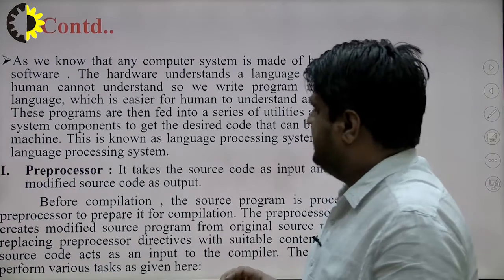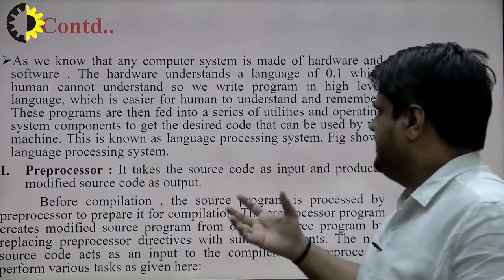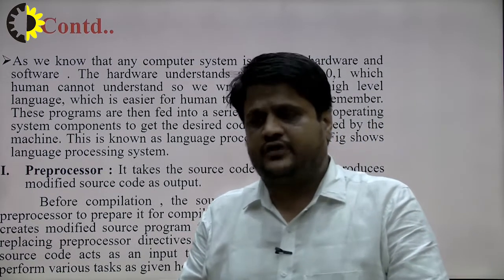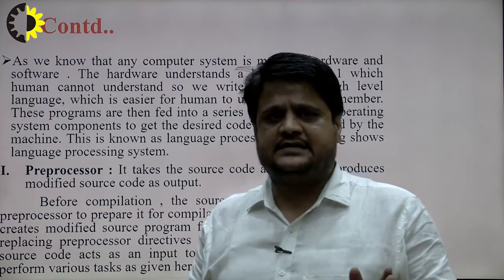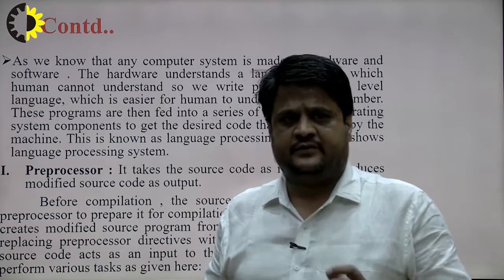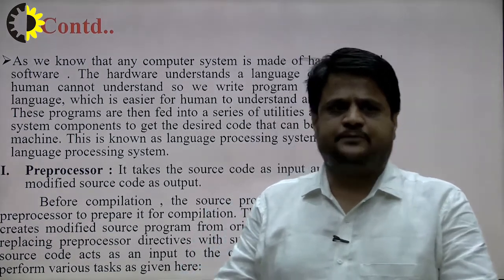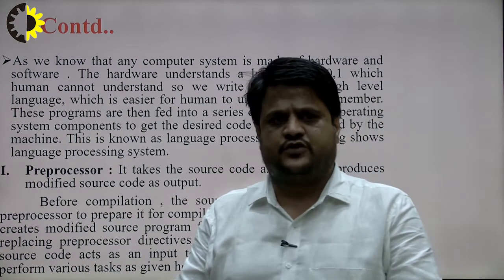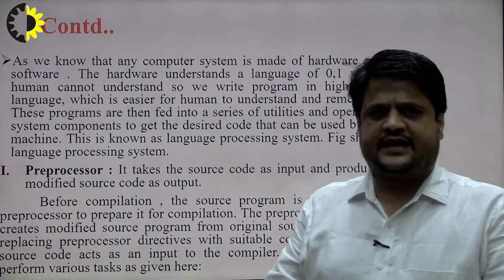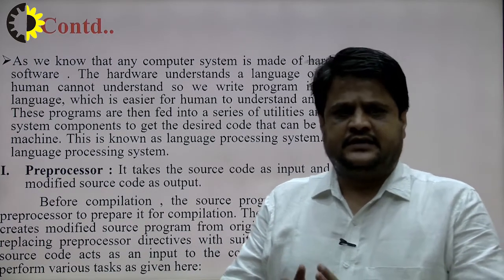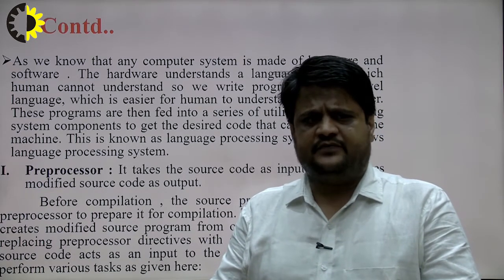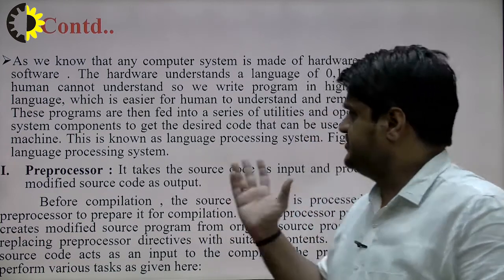The first one is the preprocessor. The preprocessor takes the source program as an input and produces the modified source code as an output. So before compilation, the source program is processed by the preprocessor to prepare it for compilation. The preprocessor creates a modified source program from the original source program by replacing preprocessor directives with suitable contents. The new source code acts as the input for the compiler.